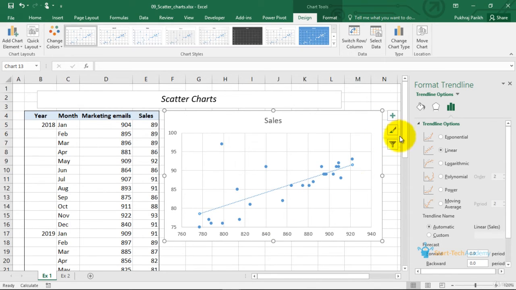There are other types of trend lines also. You can change from linear to logarithmic, polynomial. Although we do not see much difference in this data set, in your data set it is always better to draw all these types of trend lines first and then visually identify which is fitting the data better and use that trend line. Using this trend line, you can also forecast the sales: if you know the number of emails you are going to send, you can find out the corresponding sales value based on this trend line.